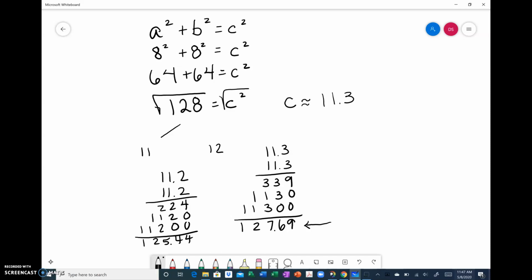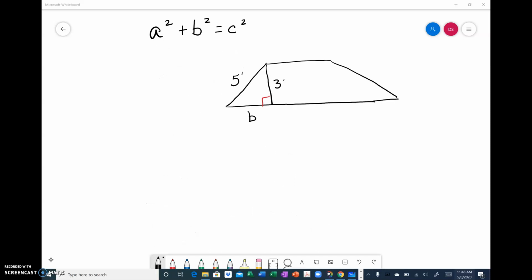All right. Let's look at example 3. In example 3, it talks about a tent and ropes. And it says that the ropes that are used to hold the tent down are 5 feet long.